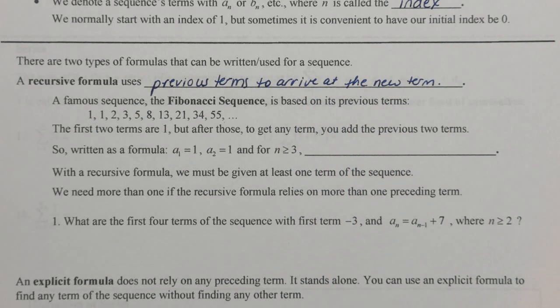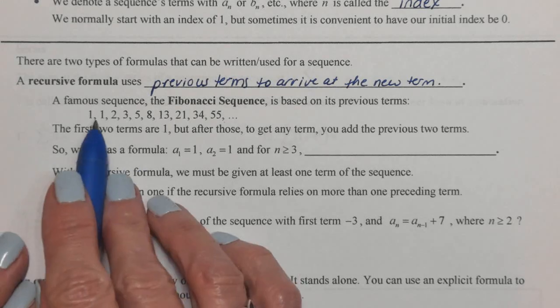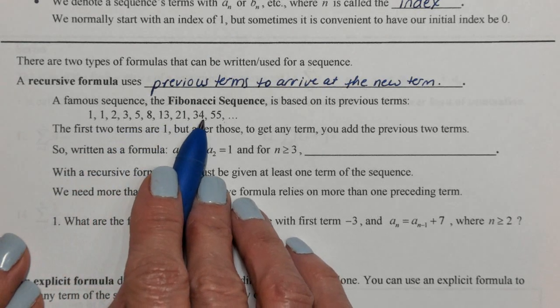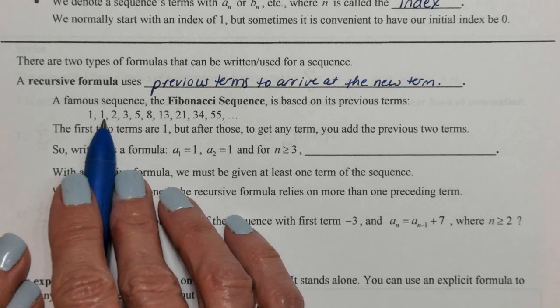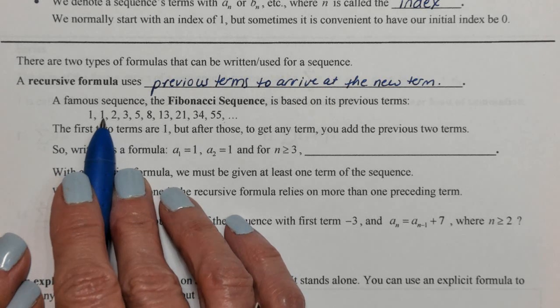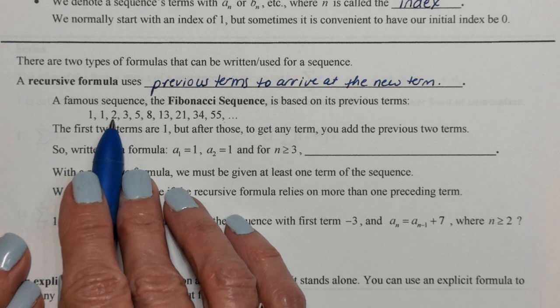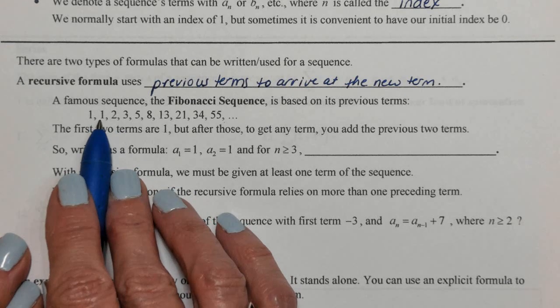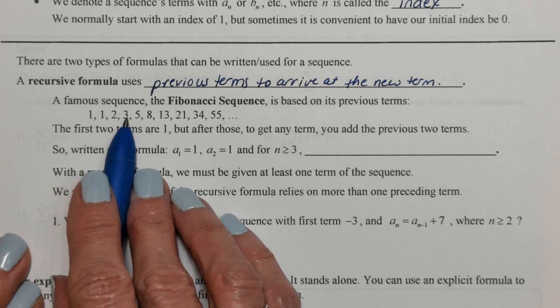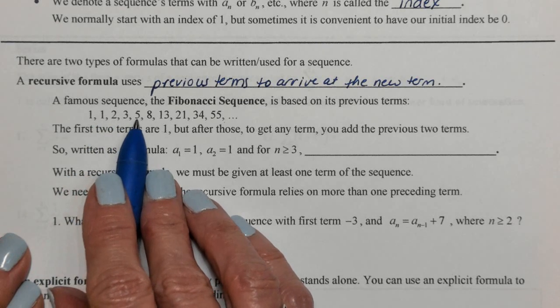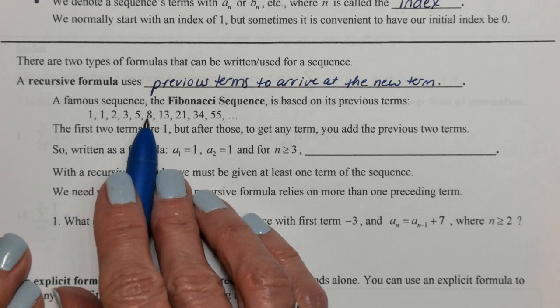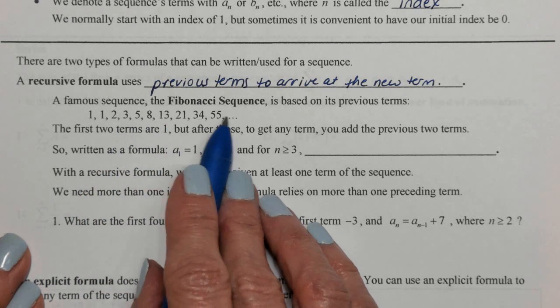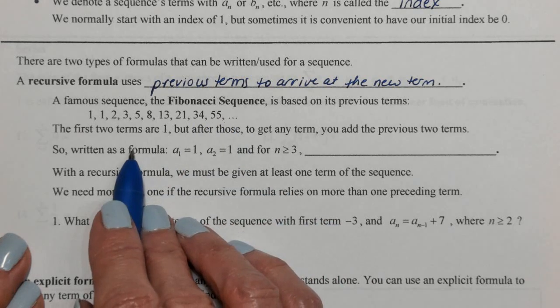Okay, a famous sequence called the Fibonacci sequence is based on its previous terms. This is the Fibonacci sequence. The first two terms are ones, but after that, to get to any new term, you add the previous two terms. So 1 plus 1 is 2. 1 plus 2 is 3. 2 plus 3 is 5. 3 plus 5 is 8, etc. To get to any term, you add the previous two terms.